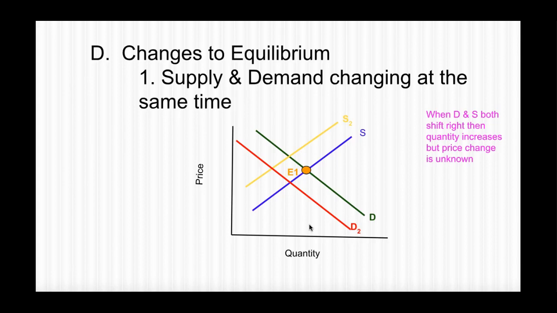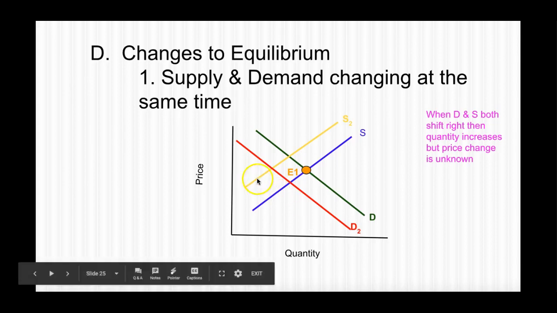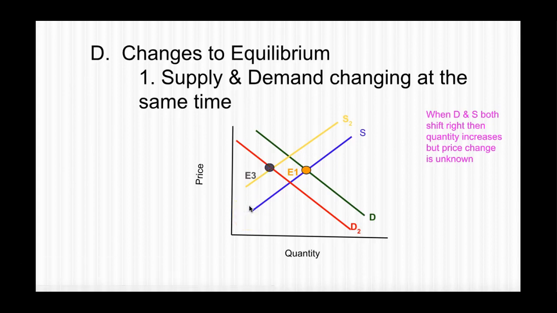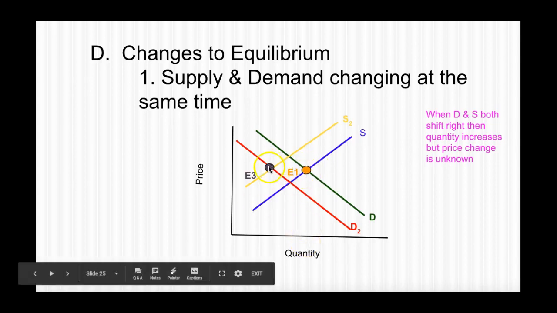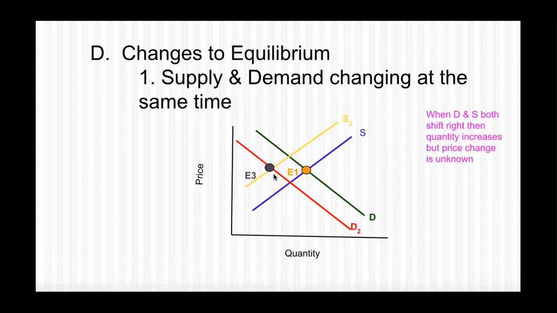So now we find our new equilibrium, where our new supply curve and our new demand curve intersect, which is there. And I labeled it E3. So what happened to my quantity? Going from here to here, my quantity obviously went down, but my price, again, is unknown.